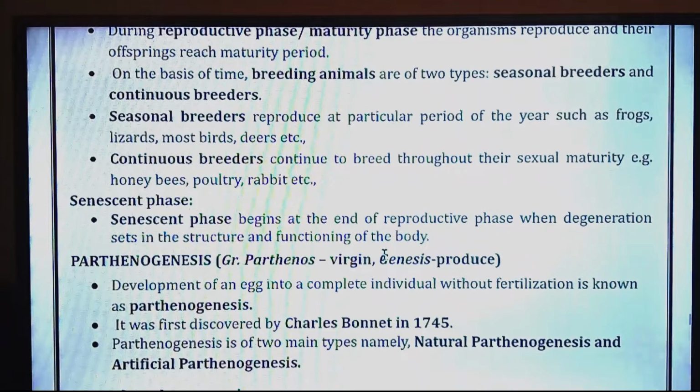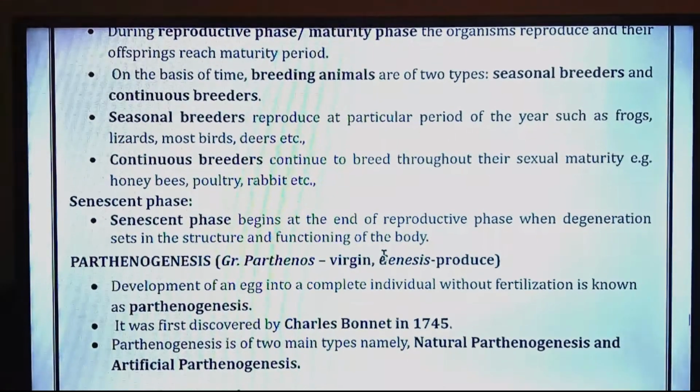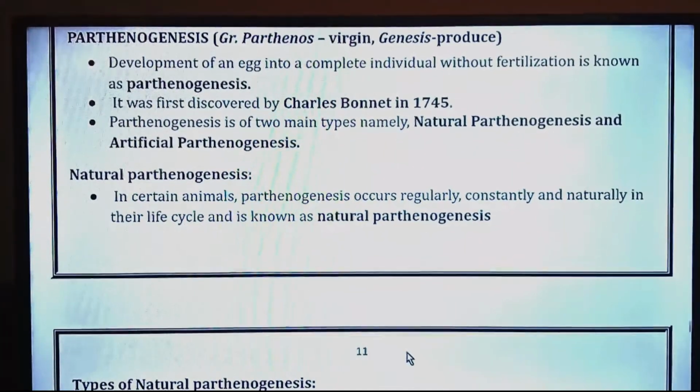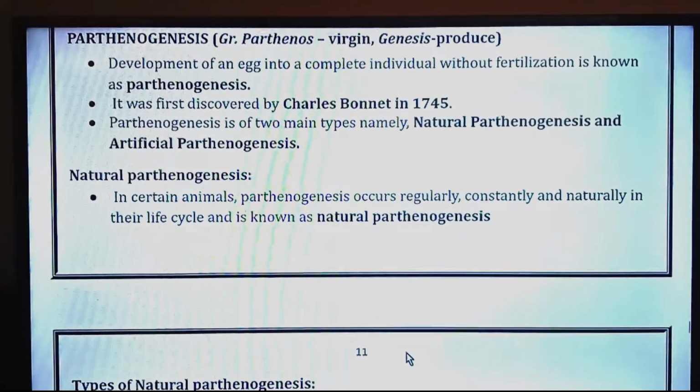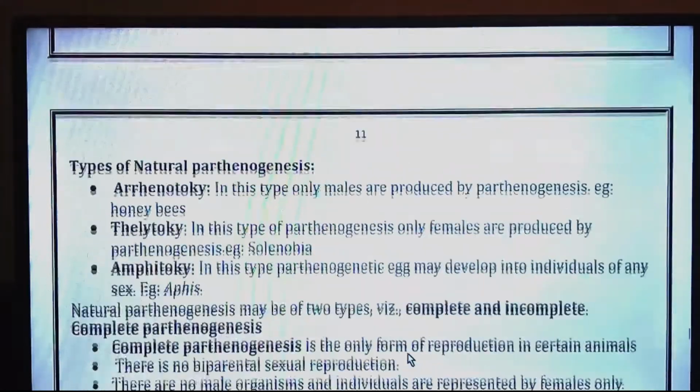So development of an egg into a complete individual without fertilization is known as parthenogenesis, and this was first discovered by Charles Bonnet in 1745. So parthenogenesis can be again divided into two types: natural parthenogenesis and artificial parthenogenesis. Natural parthenogenesis happens naturally by itself constantly in nature in their life cycle. This parthenogenesis can also be induced for our benefits, and that is called as artificial parthenogenesis.